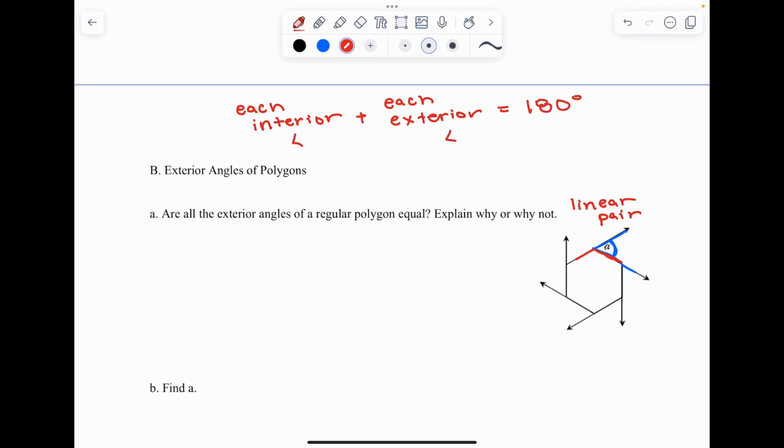So let's think about this. If this polygon is regular, it tells me that all of my interior angles are congruent. And if we just subtract our interior angle from 180 to find out our exterior angle, then all of the exterior angles will be congruent as well, because each time I would just be subtracting the same number from 180, which means all of the exterior angles will be congruent if all of the interior angles are congruent.